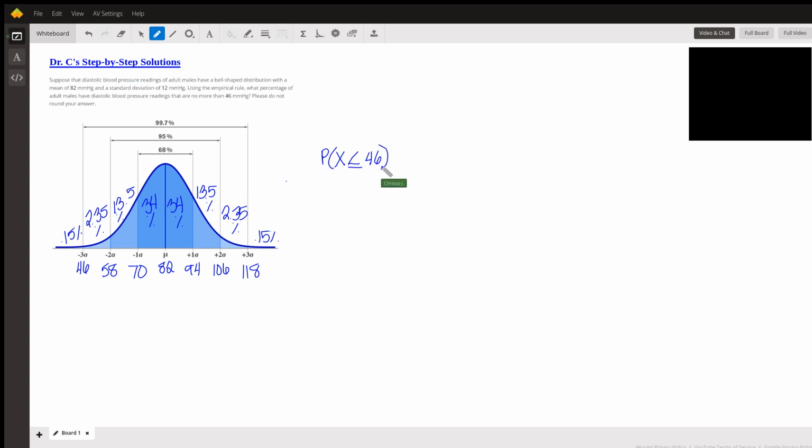This question is asking for the probability that X is less than or equal to 46. You could calculate it using a z-score, or you could look at the chart we've just created and see where 46 is at the -3 mark. Just by looking at the graph, we know it's -3 standard deviations from the mean, so the answer is 0.15%, using the empirical rule.